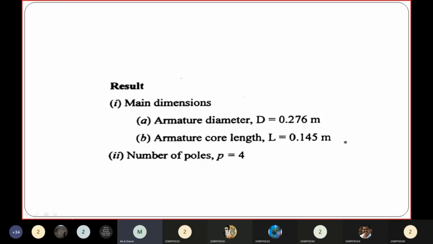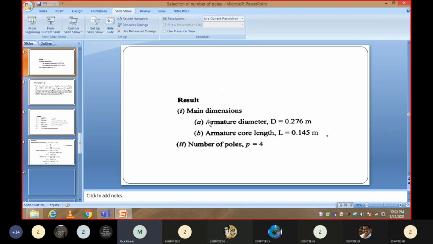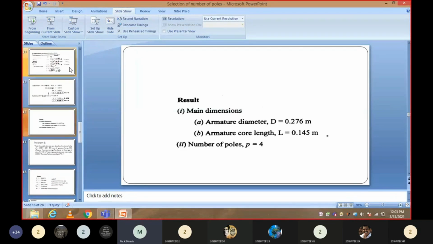So is it clear to everyone? If you have any queries or doubt means you may ask now. Regarding this problem number 7, while selecting number of poles you may have any issues.